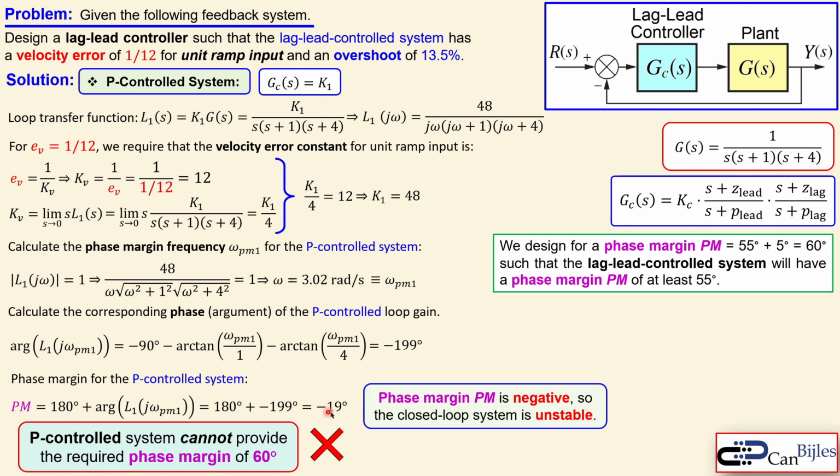And by the way, it's also unstable. It is not even usable because the negative phase margin means that there is an unstable system. So forget the stable system at the edge, you need to have a phase margin of at least 0.